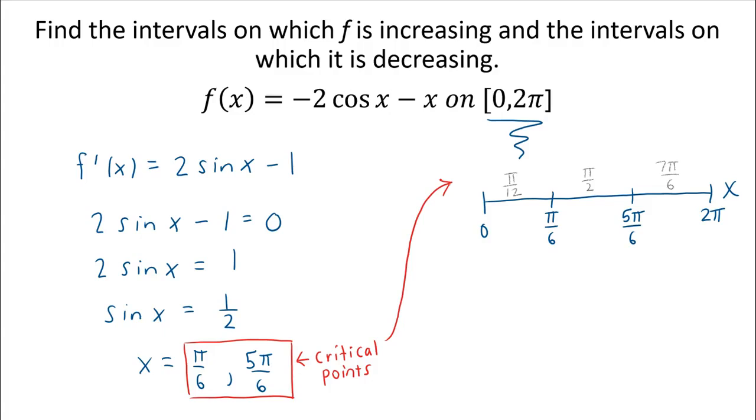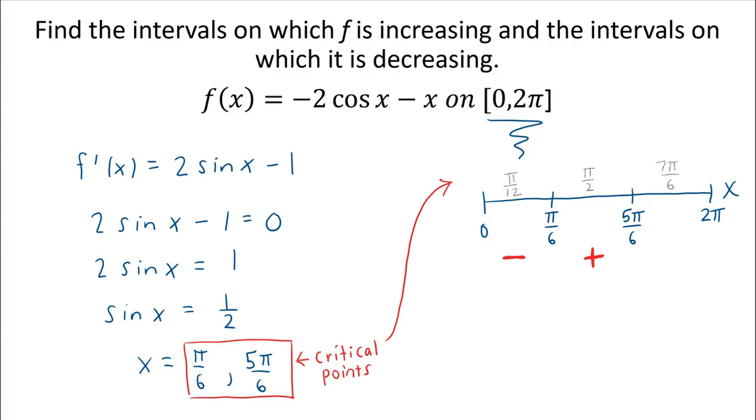Using Desmos Scientific to evaluate 2 sine of x minus 1, our derivative, at pi over 12, we get a negative value. That means that our original function is decreasing on the interval from 0 to pi over 6. Now evaluate the derivative at pi over 2. Evaluating the derivative at our test point of pi over 2 gives us a positive value. That means that our original function is increasing on the interval from pi over 6 to 5 pi over 6.